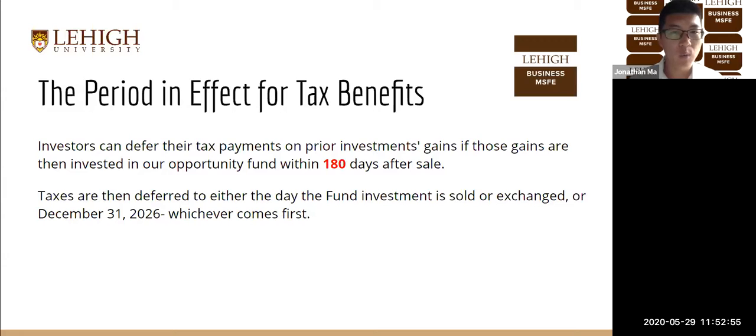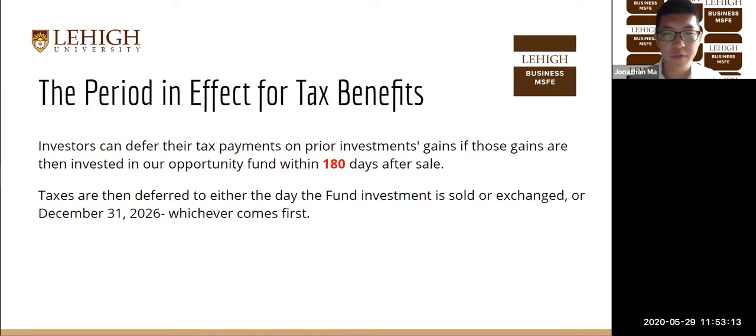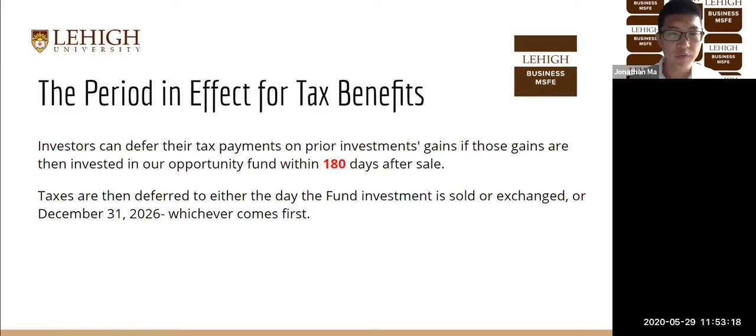The last part is: what is the period in effect for the tax benefit? This should be one of the most asked questions by investors who are interested in our fund. The investors can defer their tax payment on prior investment gains if those gains are then invested in our opportunity fund within 180 days after sale. And the taxes are then deferred to either the day the fund investment is sold or exchanged, or December 31st, 2026, whichever comes first.